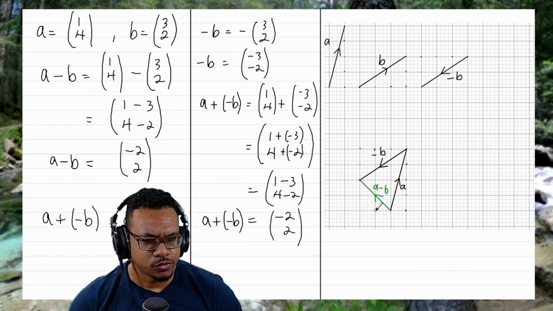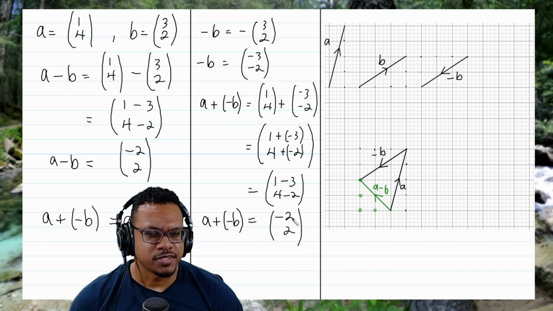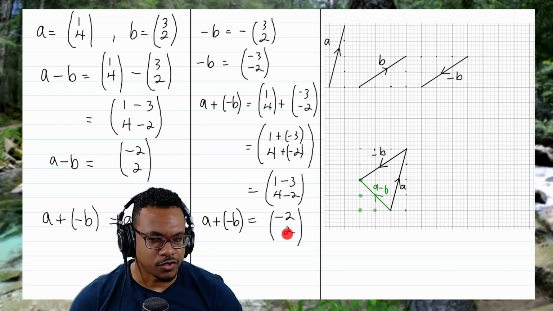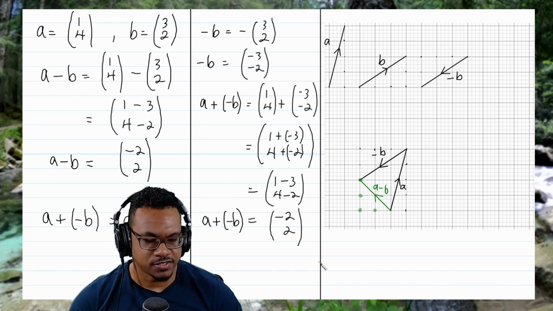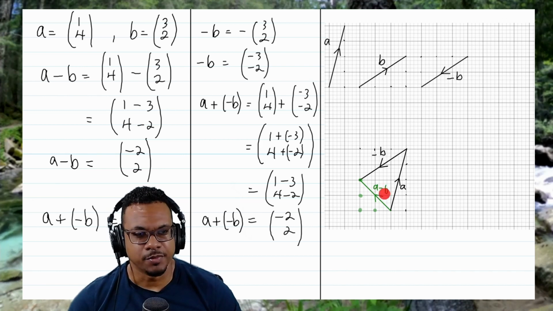And now if we were to count, we have 1, 2 units to the left, and then 1, 2 units upwards. So that corresponds with this negative 2, as we have 2 units to the left, and this positive 2 down here, where we have 2 units upwards. So negative 2 and 2 would be the vector A take away B.